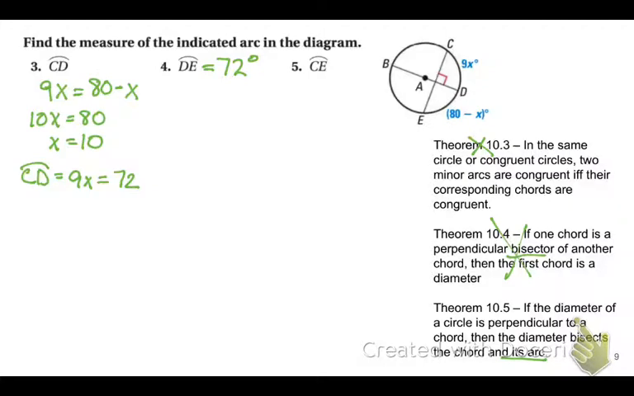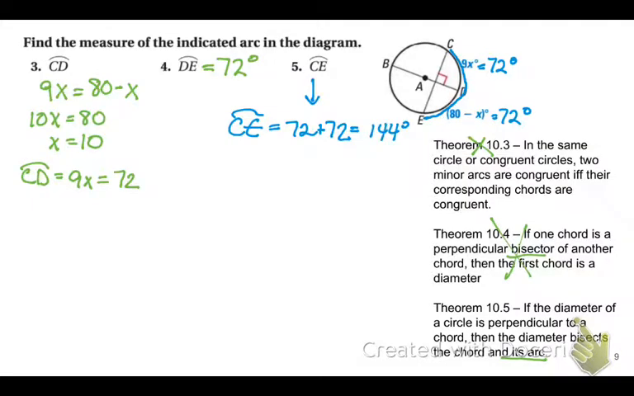Okay, CE would be this arc. And so the whole CE is going to be, this is 72, and this one equals 72. Remember, because they bisected? So CE is going to be equal to 72 plus 72, which is equal to 144 degrees. And you're done.